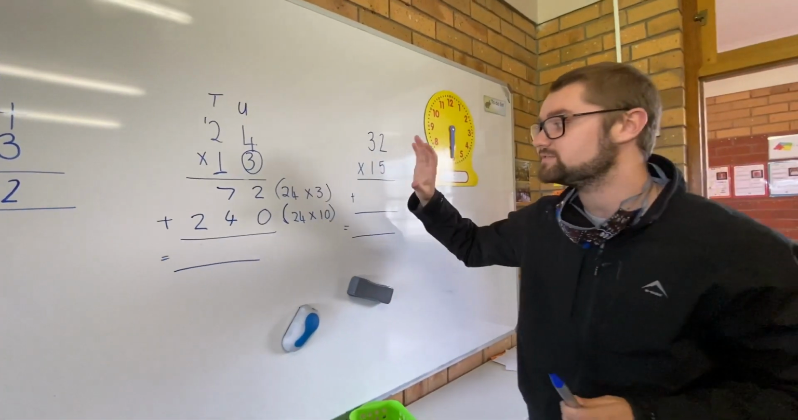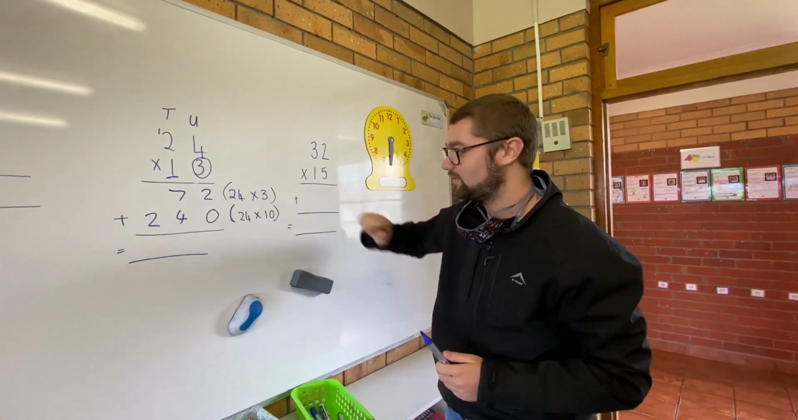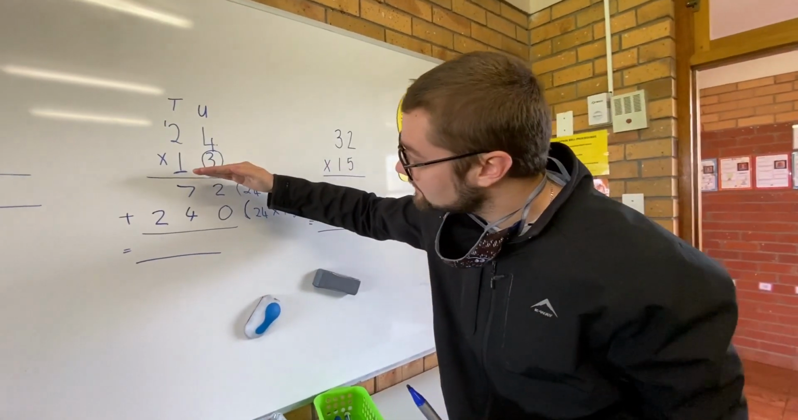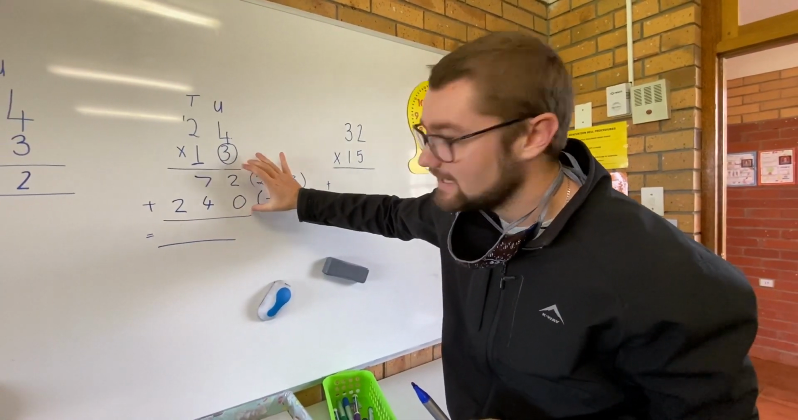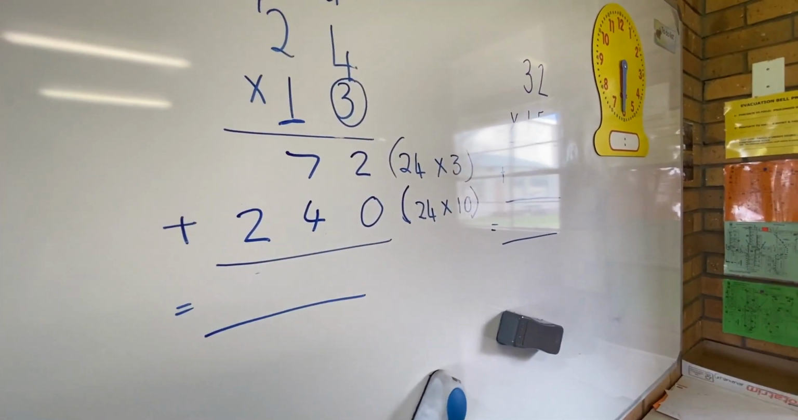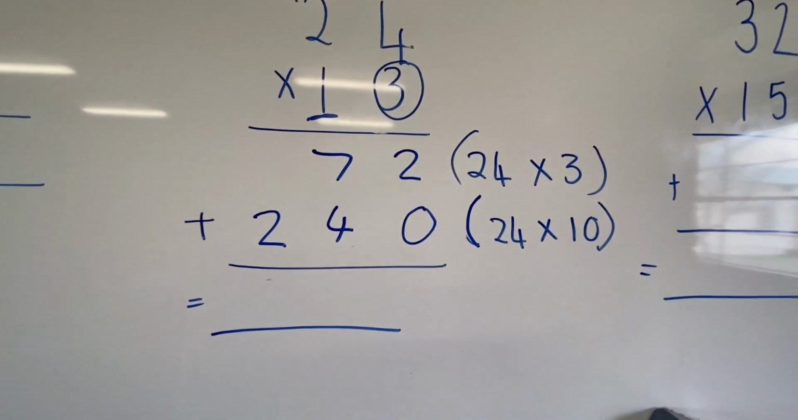Now, once that is all done, we have now worked out what 24 times 3 is and what 24 times 10 is. Now, what we're going to do is we're going to take the numbers in this box over here and we're going to add them together. Now, let's do that together. I'm going to give you 5 seconds to try to do this by yourself. And once you're done, we're going to go through it together.